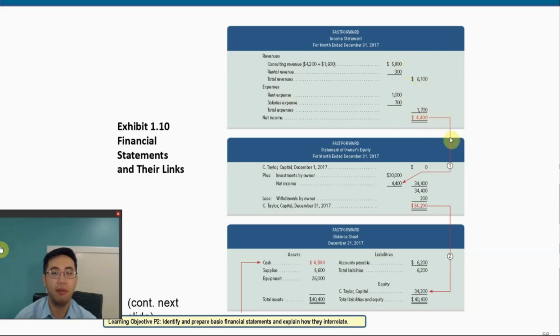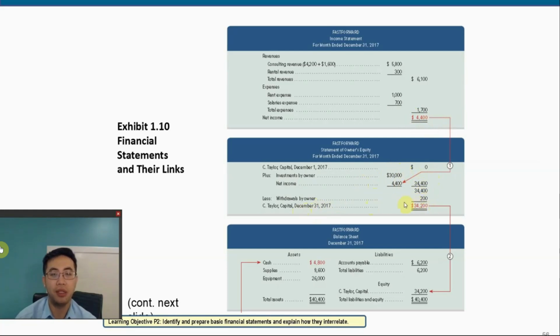And then you move the net income all the way down to the statement of owner's equity. Right here, you have an investment by owner, and that's basically the owner's share of the company, 30,000. And when this much money is made, that goes to the owner's pocket. Together this gives you 34,400 owner's equity. And then the owner decided to withdraw some of the money and spend it. So the owner withdrew $200.